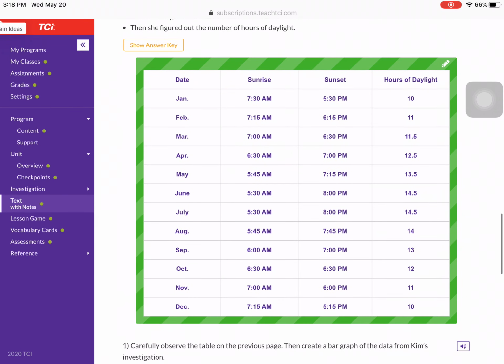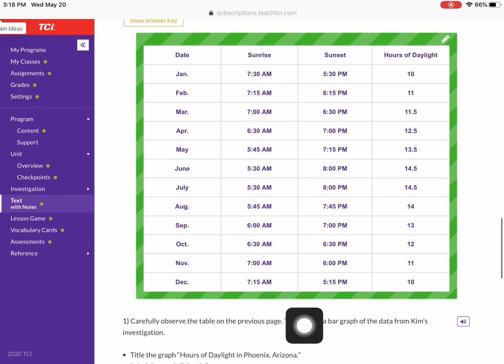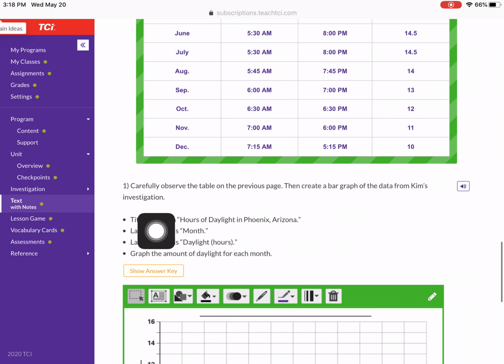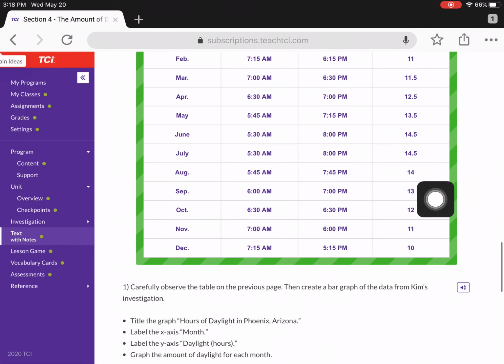So here are her recordings, and here's your task. Carefully observe the table on the previous page. Not the previous page, but just above. This is the table. Then create a bar graph of the data from Kim's investigation.